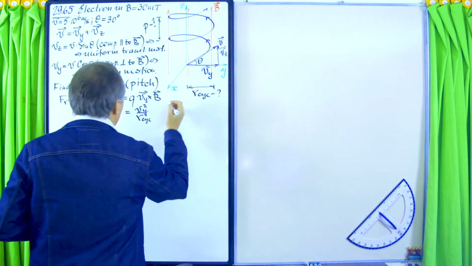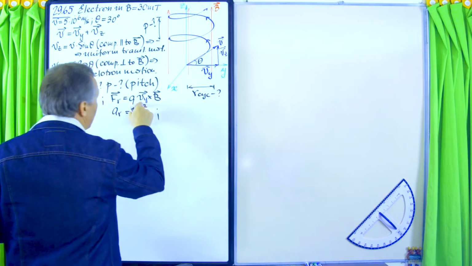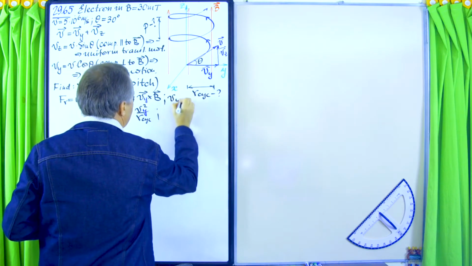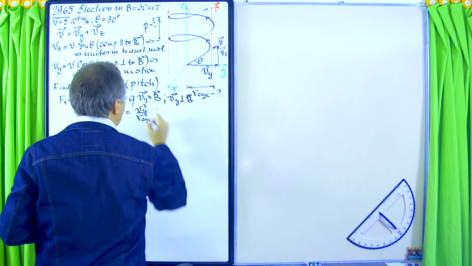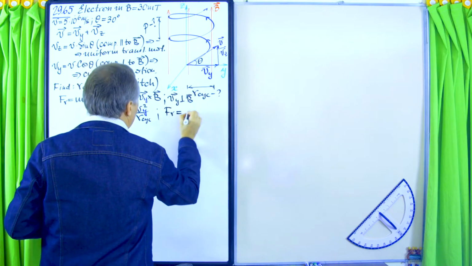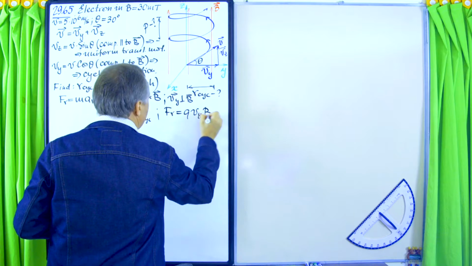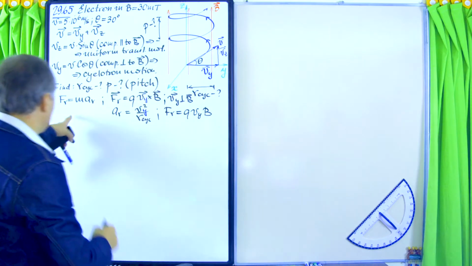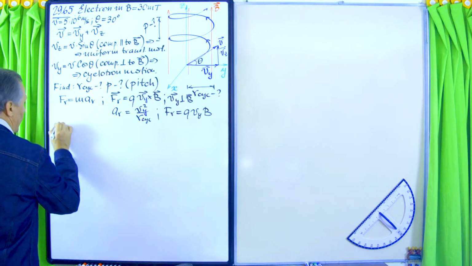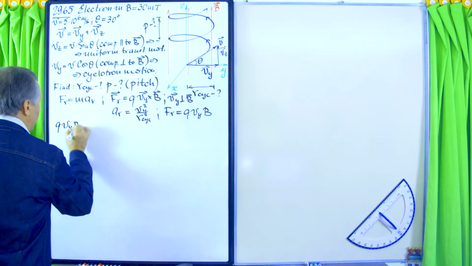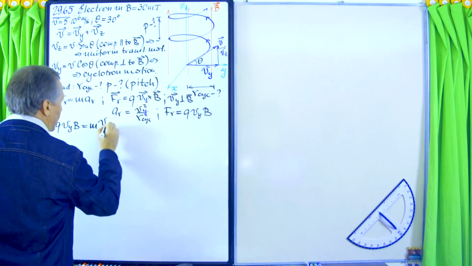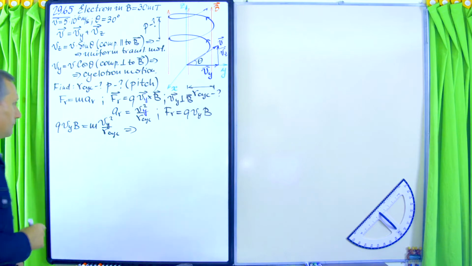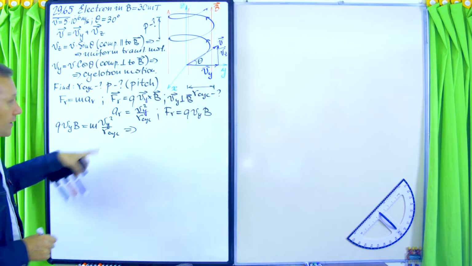Okay, and of course, since v sub y and B are perpendicular, right, so v sub y is perpendicular to B. Of course, we can write force as q v sub y times B, right? Because sine of 90 degrees is 1. Right? Okay, so now we can plug it, of course, here. So it will be q v sub y B equals m v sub y squared over r cyclotron, right? So of course, from here we can get the cyclotron radius, right?